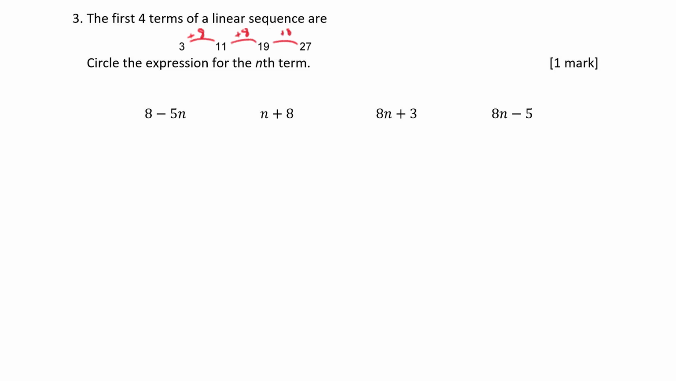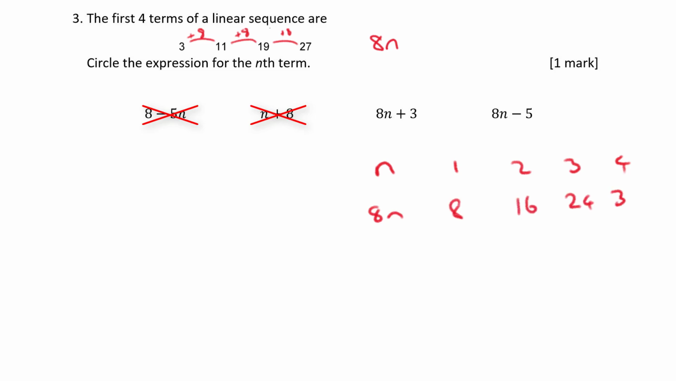Well, as it's going up in 8s, the nth term is going to have something to do with 8n. So it's clearly not that one there, n plus 8. Oh no, it's not that one there either, because it's 8 minus 5n. So it's either 8n plus 3 or 8n minus 5. Now if I had n, which gave me numbers 1, 2, 3, and 4, then 8n is going to be the numbers 8, 16, 24, 32. And I've got 3, 11, 19, 27, which is 5 less than 8n, isn't it? So the sequence I've got here is 8n minus 5.